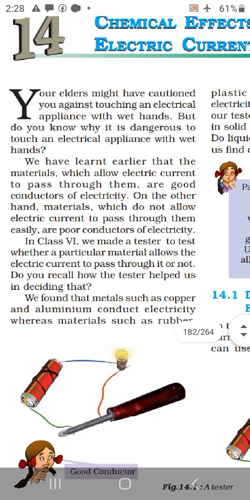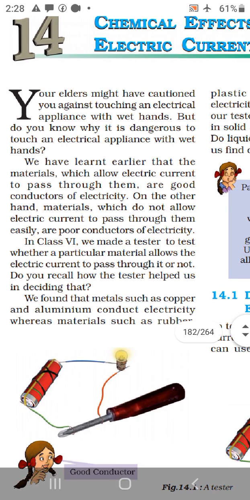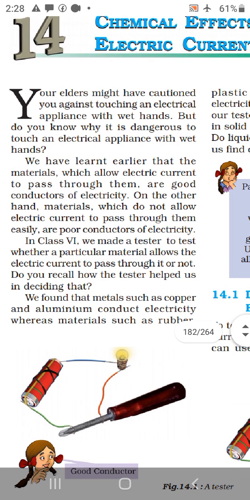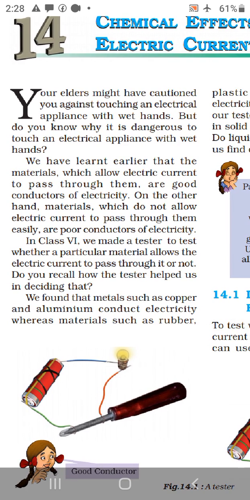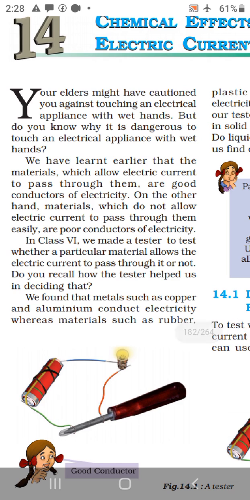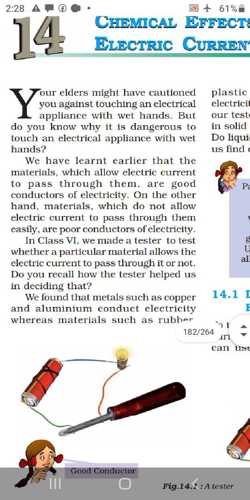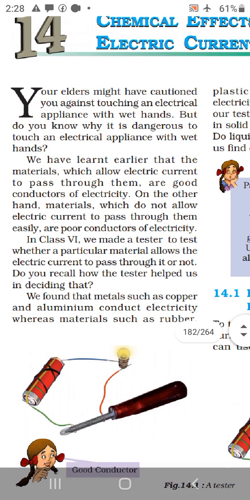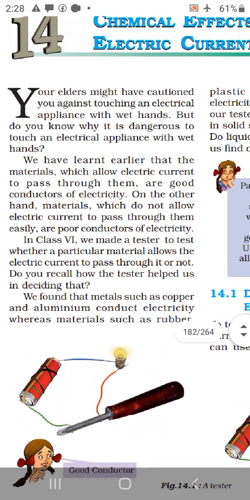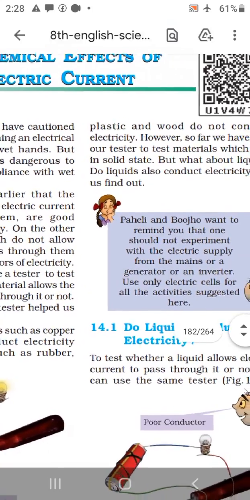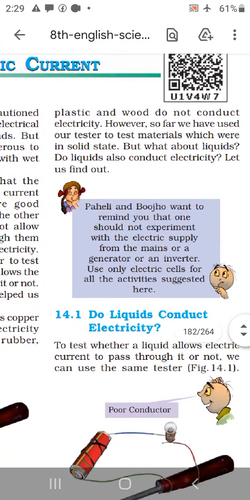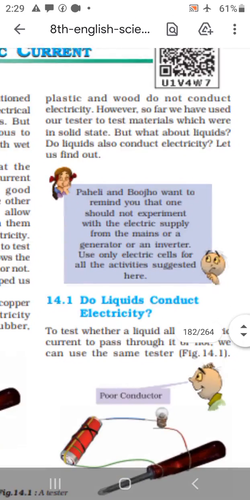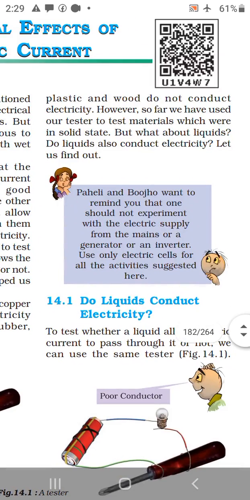We have learned earlier that the materials which allow electric current to pass through them are good conductors of electricity. On the other hand, materials which do not allow electric current to pass through them are poor conductors of electricity. In class, we made a tester to test whether a particular material allows electric current to pass through or not. We found that metals such as copper and aluminum conduct electricity, whereas materials such as rubber, plastic and wood do not conduct electricity. However, so far we have used our tester to test materials which were in solid state.